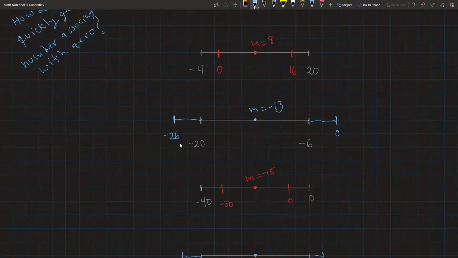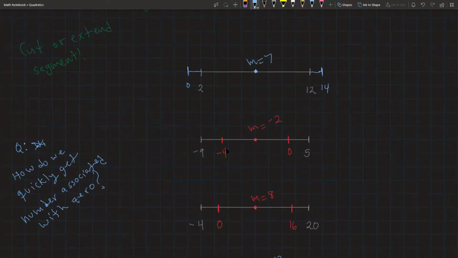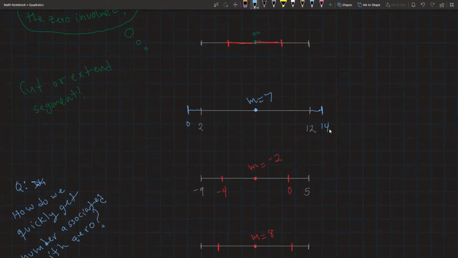How can we get a -26 with the given information? Combine or add them. You see what I'm saying? This is the same idea for each one of them. How do we get this 16? By adding 20 and -4. How do we get this -4? By adding -9 and 5. How do we get this 14? By combining 2 and 12.